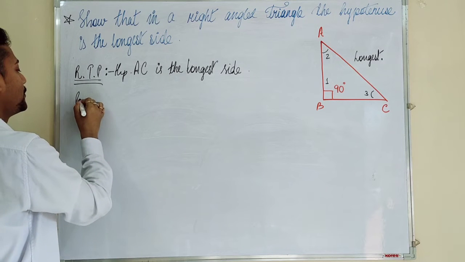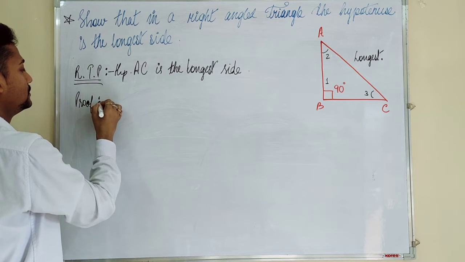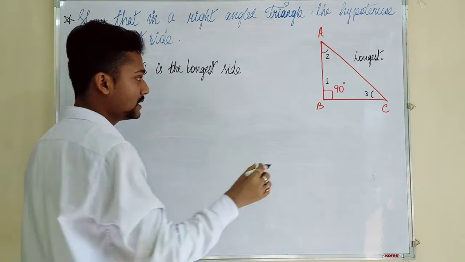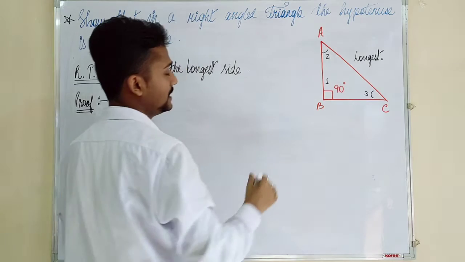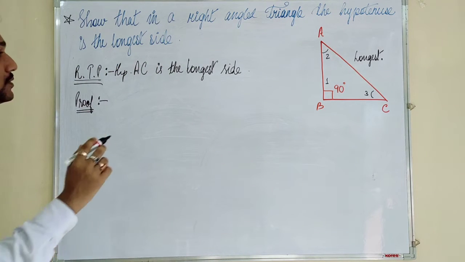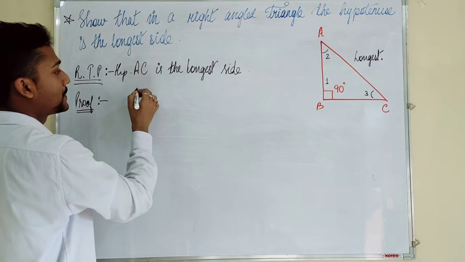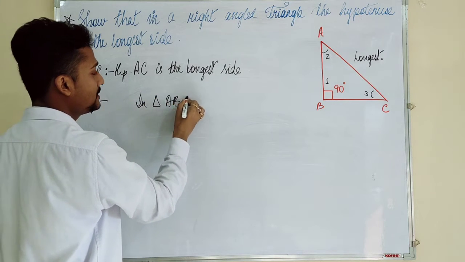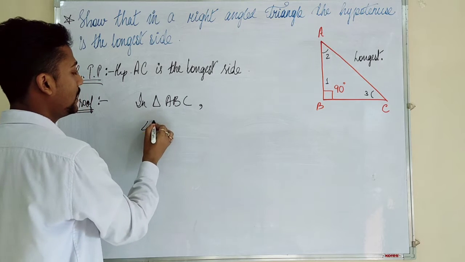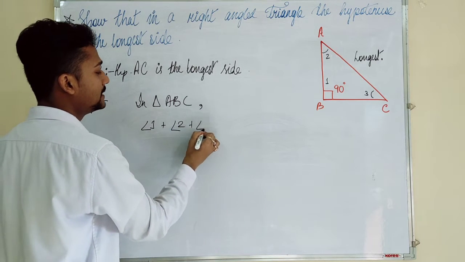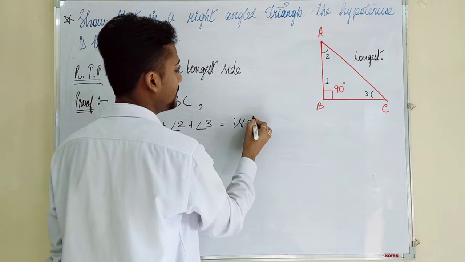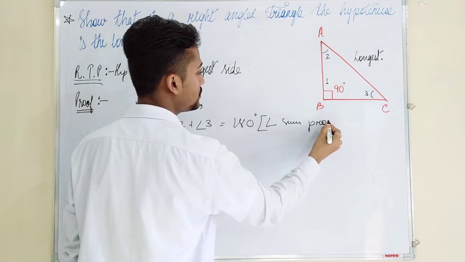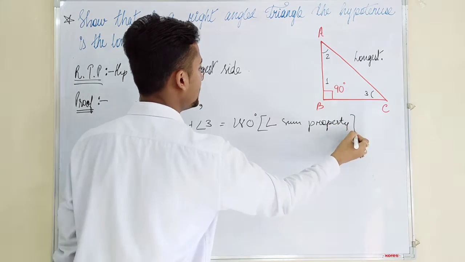Proof. In proof, we will take this particular triangle ABC. Now you just check. In triangle ABC, angle 1 plus angle 2 plus angle 3 is equal to 180 degree by angle sum property. That is very much well known to you, isn't it?